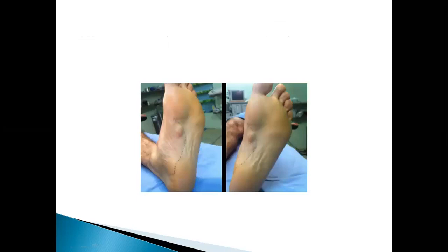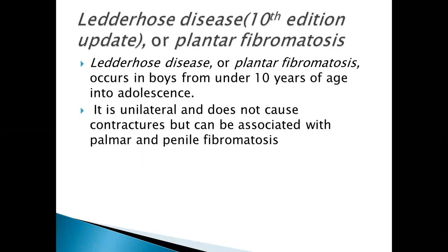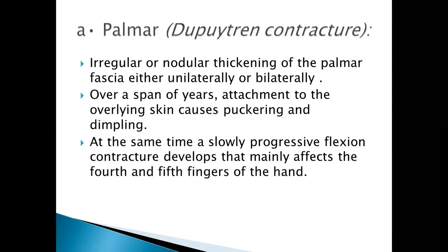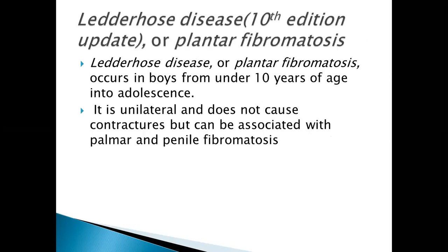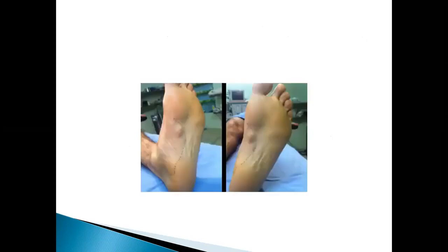So you can see the figure, plantar fibromatosis. It is unilateral, whereas palmar can be either unilateral or bilateral. And contracture develops in palmar, but no contracture develops in plantar.